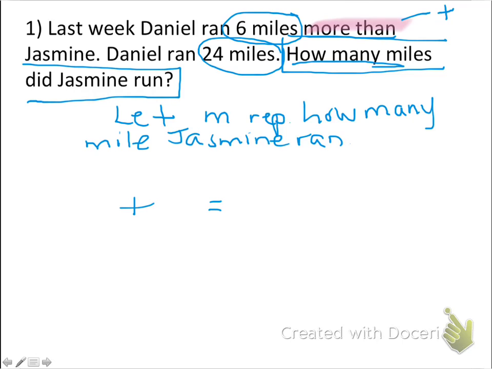And it will also have the variable m. Now we need to make our equation. So last week Daniel ran 6 miles more than Jasmine. Daniel ran 24 miles. How many miles did Jasmine run?